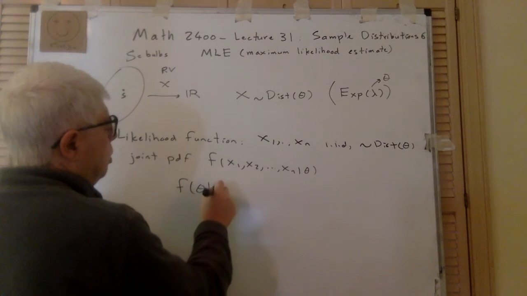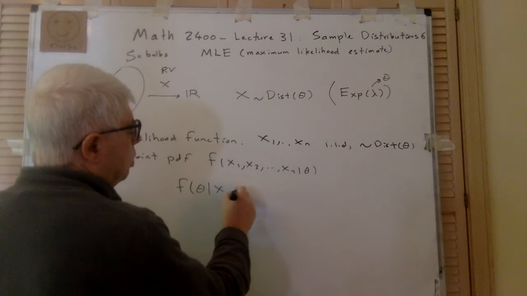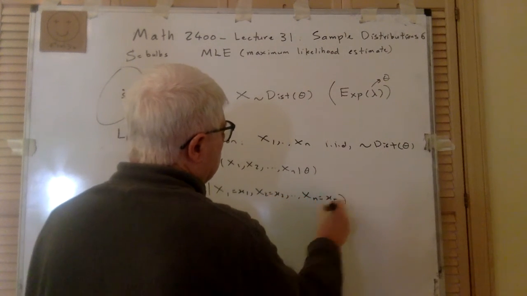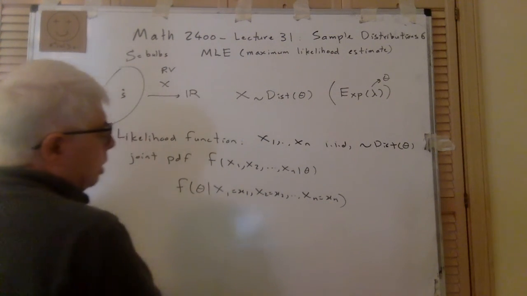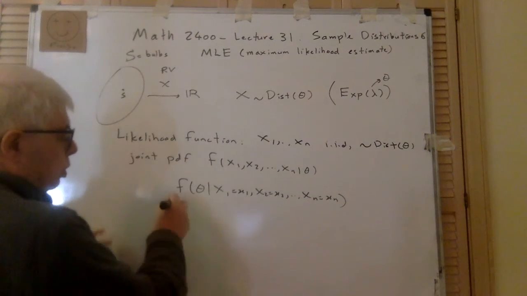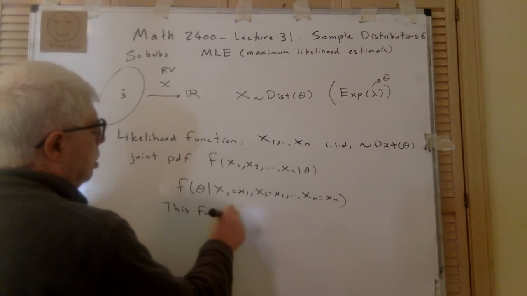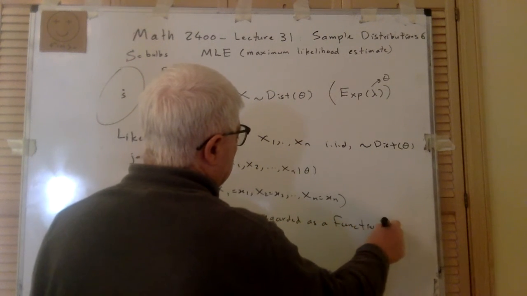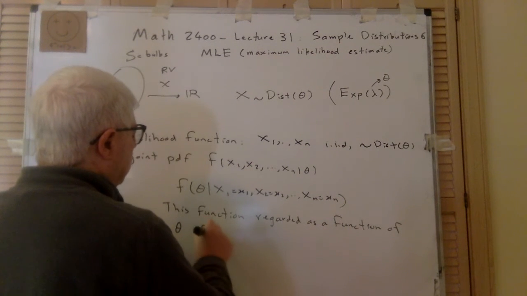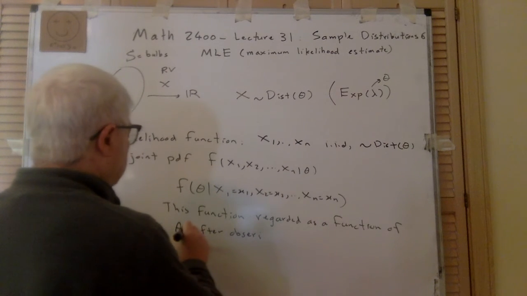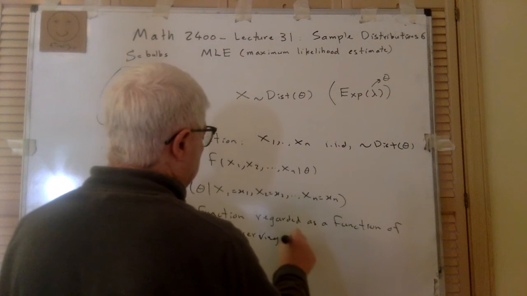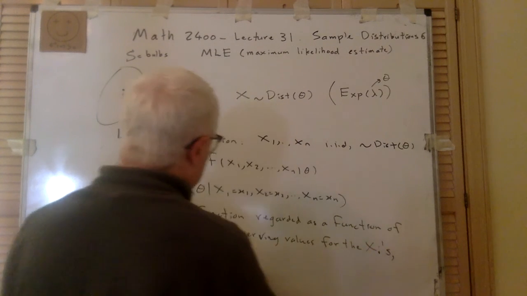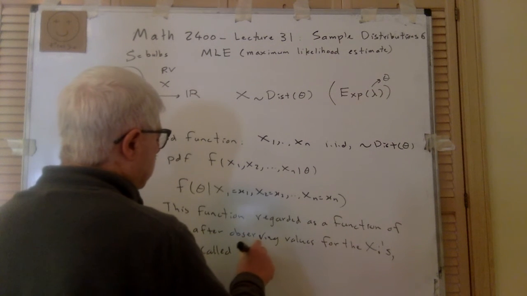Now, if I just reverse this, and write f of theta given, if I observe values for them, x1 equals little x1, up to xn equals little xn. So after observing values for the xi's, if I regard this function as a function of theta, it is called the likelihood function.